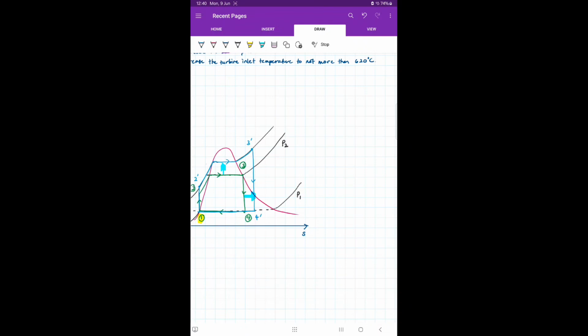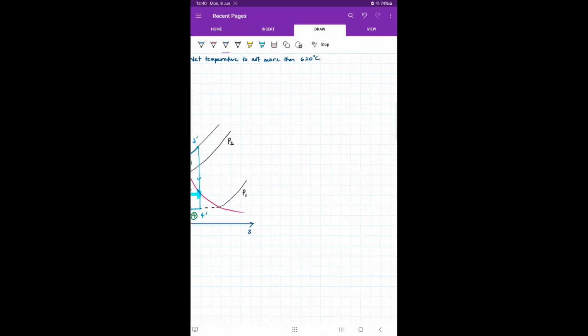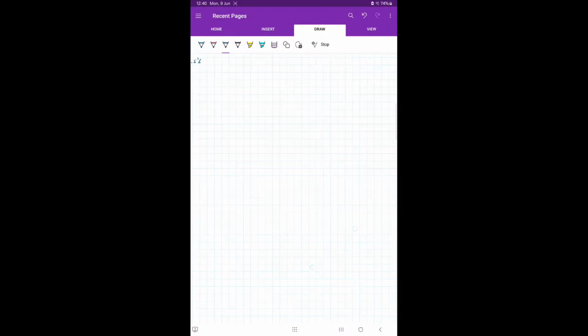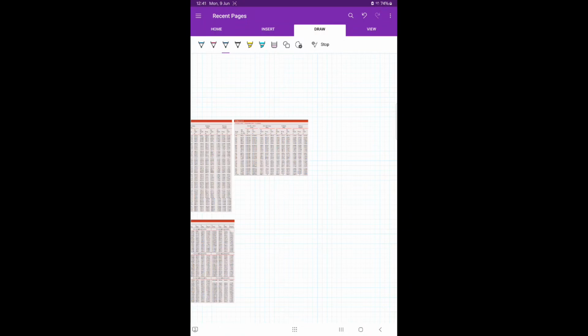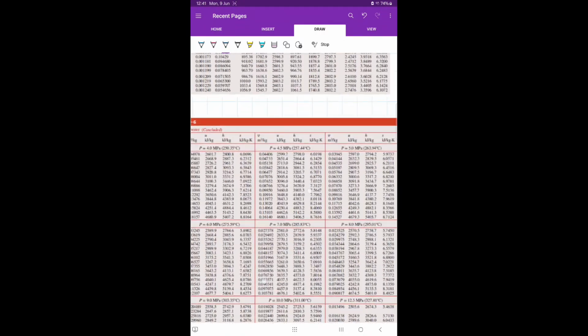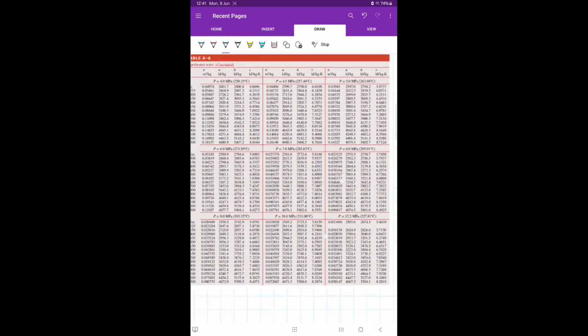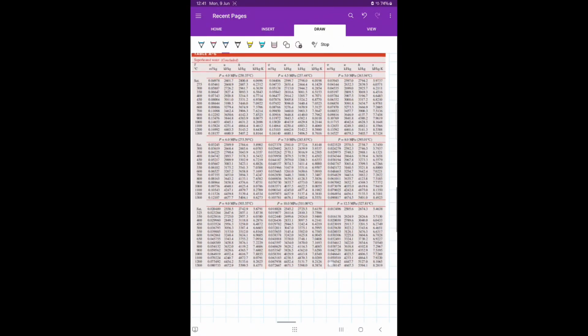So you can see now your cycle, only point 1 remains the same, but point 2, 3 and 4 will change. Okay, so let's say I want to put the boiler pressure to 12.5 MPa. Okay, let's look at the superheated table at 12.5 MPa. Okay, this is a superheated table that I have here. So at 12.5 MPa, can I have a temperature that's high but not beyond 620 degree Celsius?